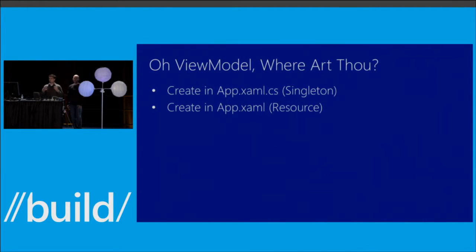There are two places to put your view model. One is you can put it in your app.xaml.cs as a singleton, and the second is you can create it in your app.xaml as a resource.